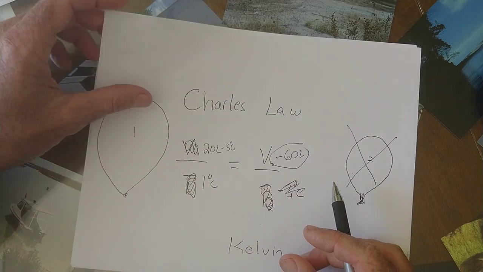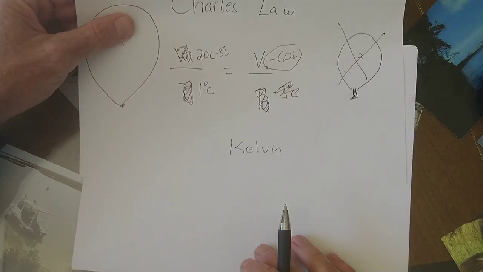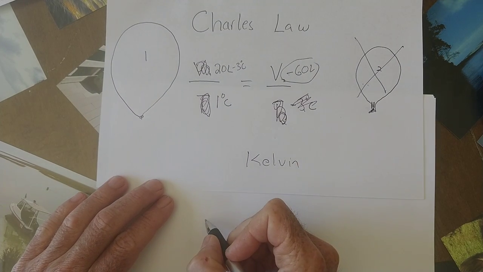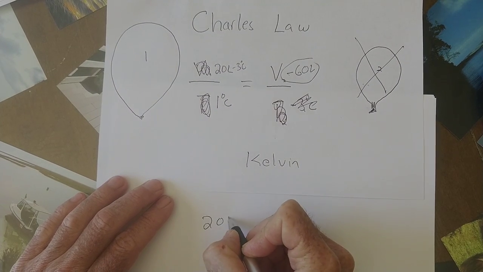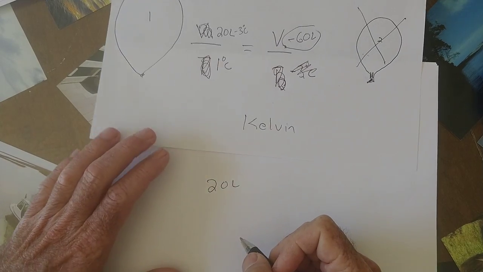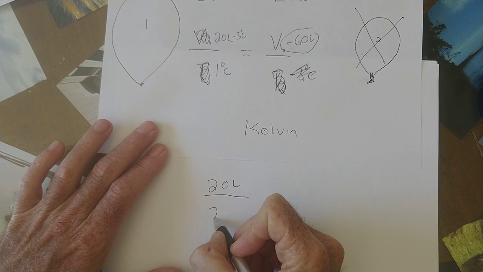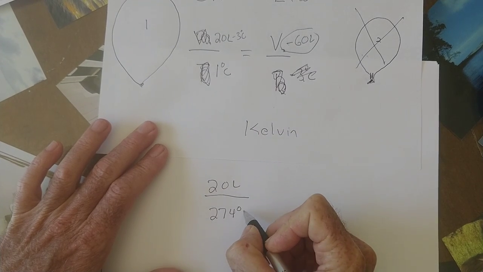Let's work this exact same problem again using Kelvin. Here's our problem. We had a balloon with a volume of 20 liters, and the temperature was 1 degree Celsius. That's 274 degrees Kelvin, right?